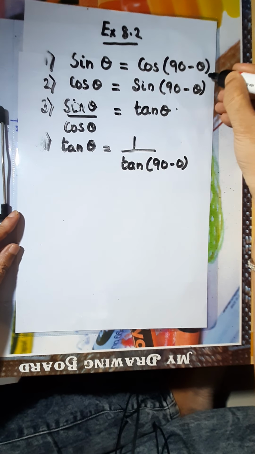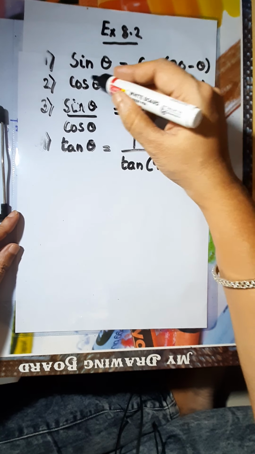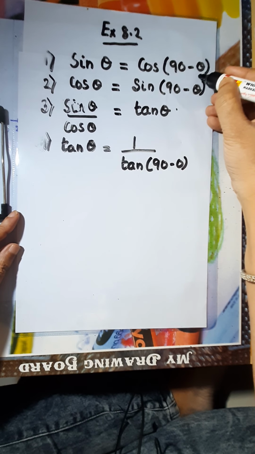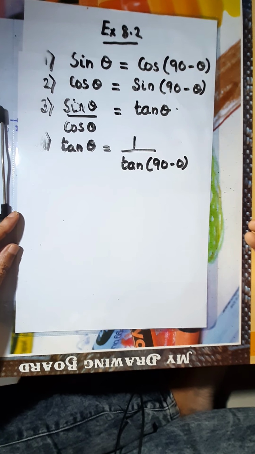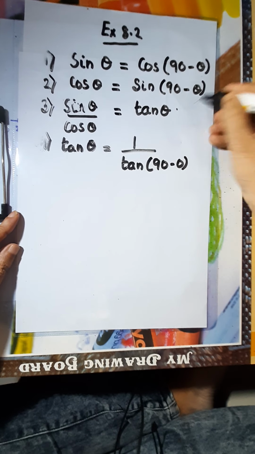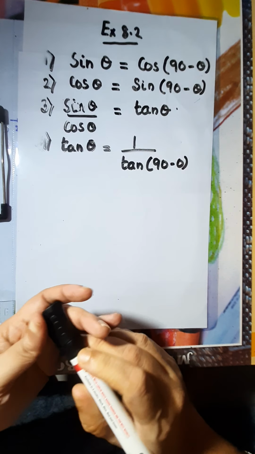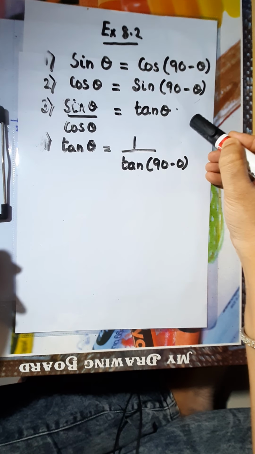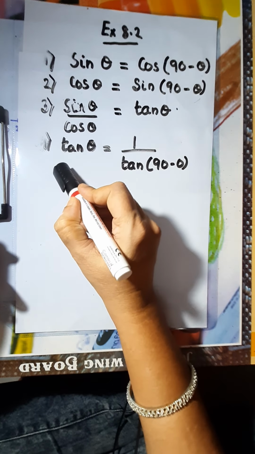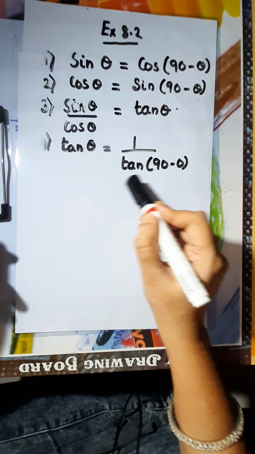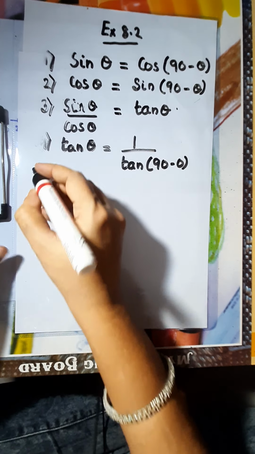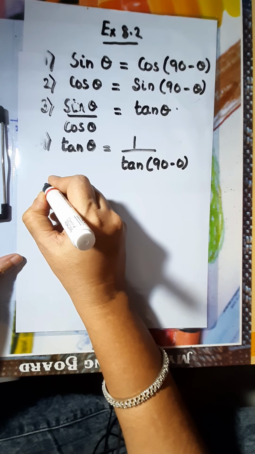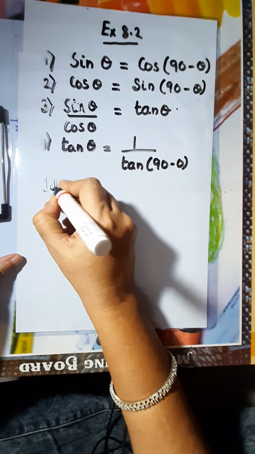Now let me do this with you. First, sine theta is equal to cos of 90 minus theta. Cos theta is equal to sine of 90 minus theta. Sine theta upon cos theta is tan theta, and tan theta is equal to 1 upon tan of 90 minus theta. Now I will teach you an identity which is very important.